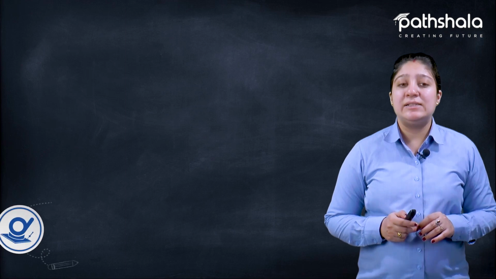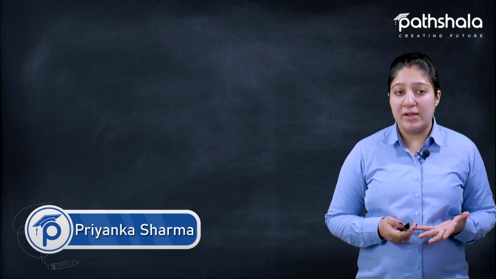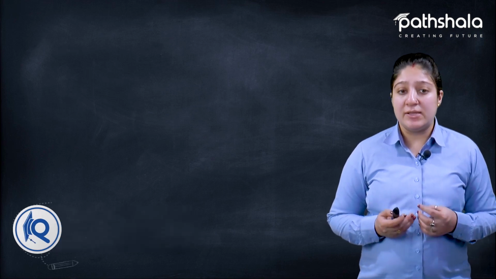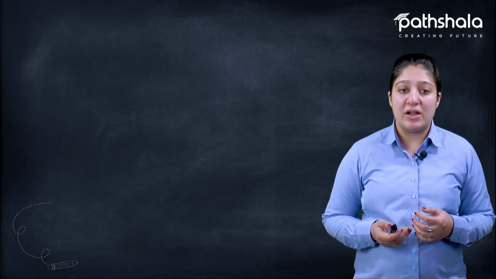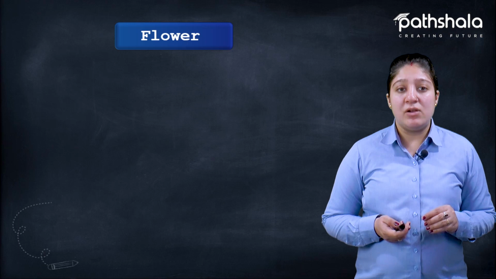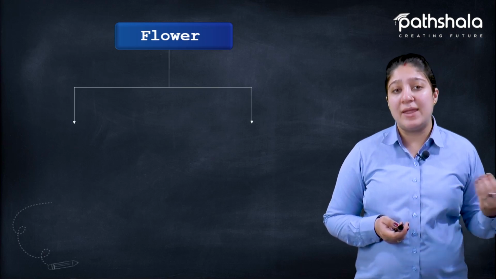So now let's understand in detail what is a flower, what are the different types of flower, and what is the main reproductive part of the flower, or we can say, what are the different parts of the flower which are involved in the reproduction process.